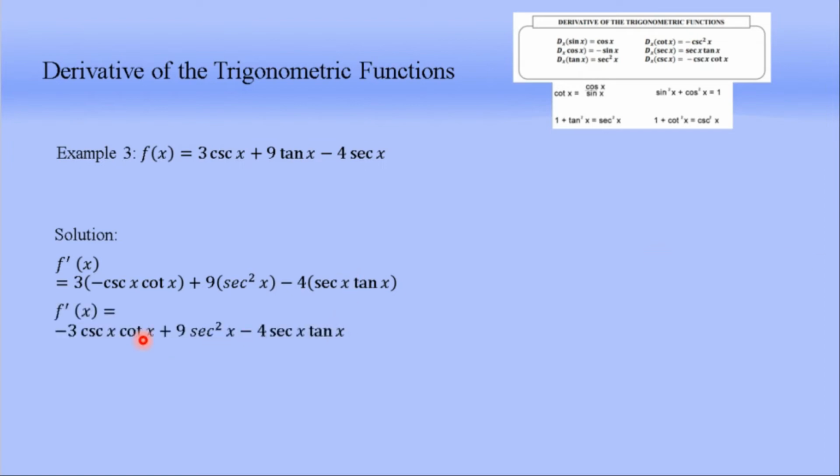For that, we're going to multiply the constant to the trigonometric function. So we have negative 3 cosecant x cotangent x plus 9 secant squared x minus 4 secant x tangent x. And that is the derivative of this trigonometric function. So let's move to the fourth example. y equals sine x over 3 minus 2 cos x.